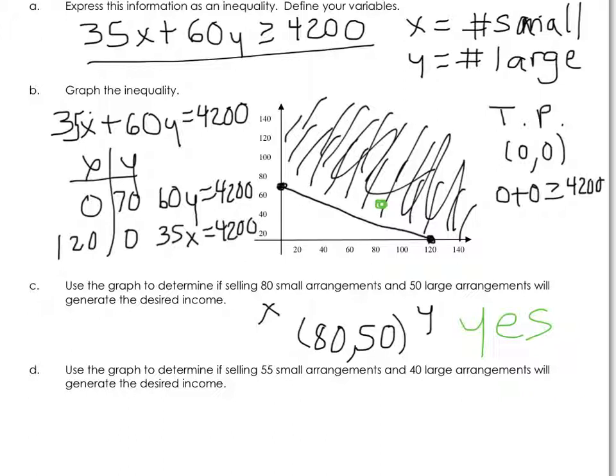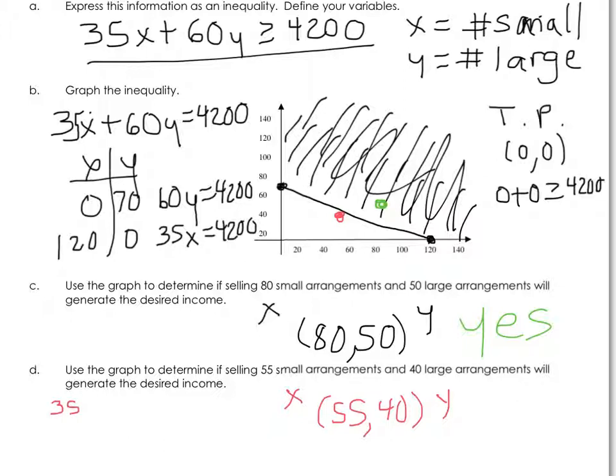Use the graph to determine if 55 small arrangements, remember, that's x, and 40 large arrangements, that's y, will generate the desired income. Where is the point (55, 40)? I think it's just beneath the boundary, but I'm not sure. If you're unsure looking at the graph, you can always use the inequality to check the answer.